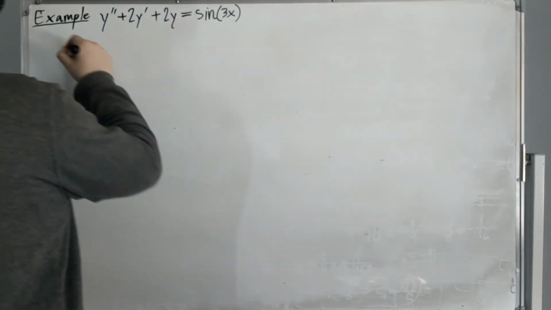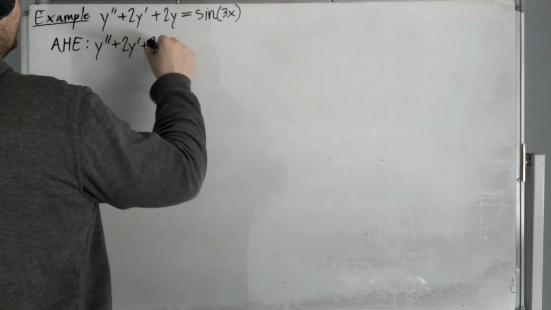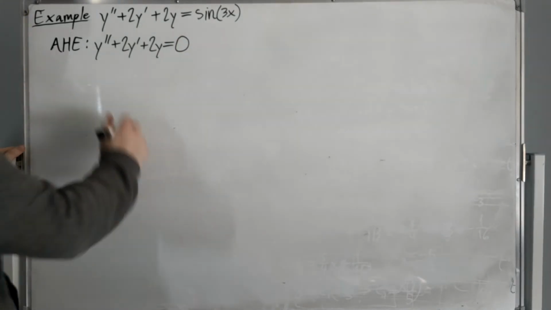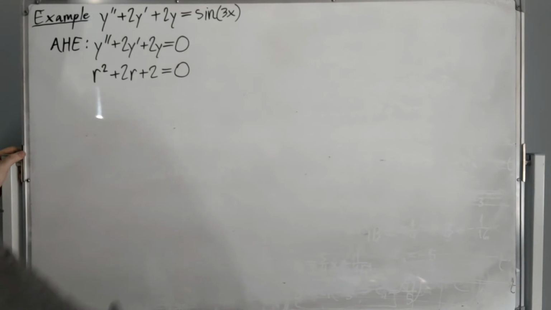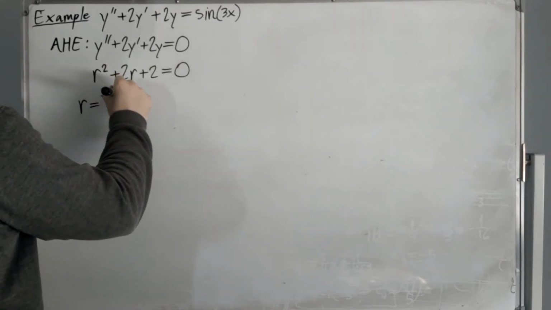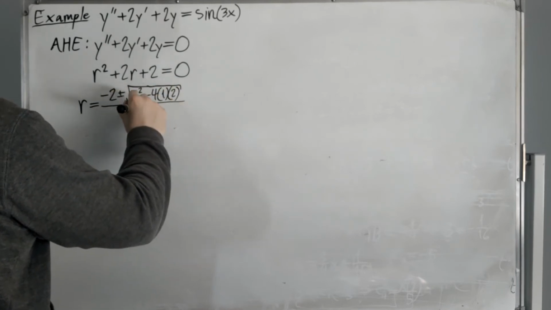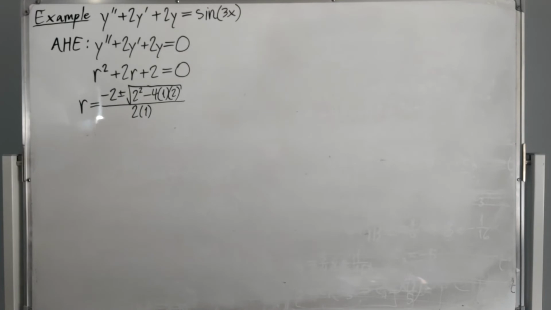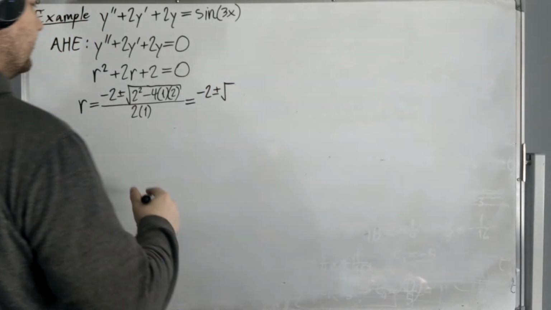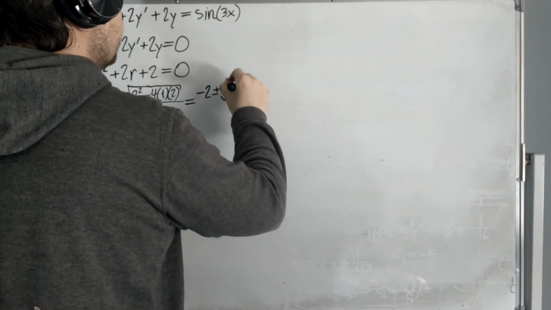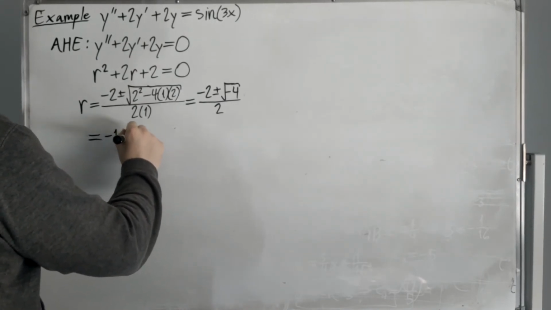So first thing we've got to do is find the associated homogeneous equation, which in this case is y'' + 2y' + 2y = 0. We can solve that using the characteristic equation r² + 2r + 2 = 0. We can find the value of r by using the quadratic formula: negative 2 plus or minus the square root of 2² minus 4 times 1 times 2, divided by 2 times 1. This turns into negative 2 plus or minus the square root of 4 minus 8, so that would be negative 4, divided by 2. So this turns into negative 1 plus or minus i.